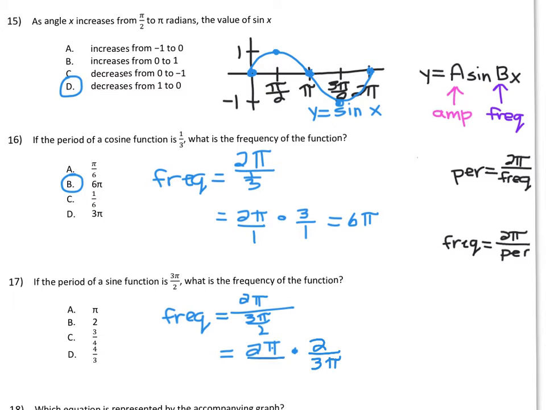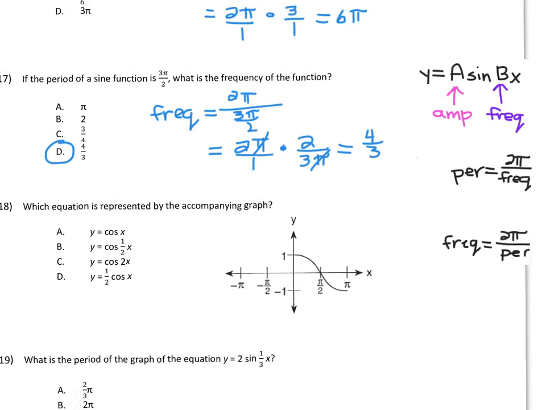Okay, and if you want to put this 2 pi over 1, you can. Now what happens is this pi on top cancels with this pi on bottom, and then if you multiply across, 2 times 2 is 4, and then 1 times 3 is 3. So you get 4 over 3, which it looks like is letter D.